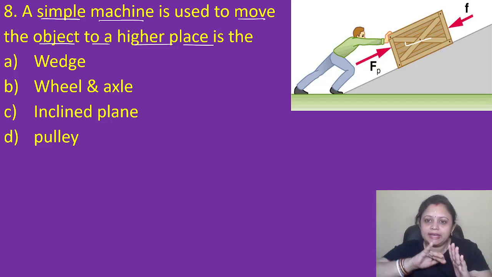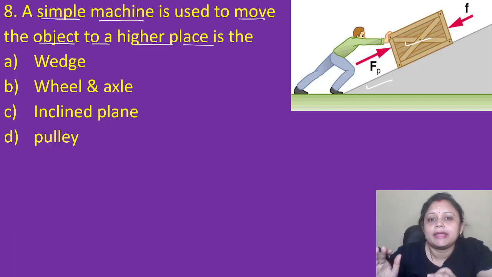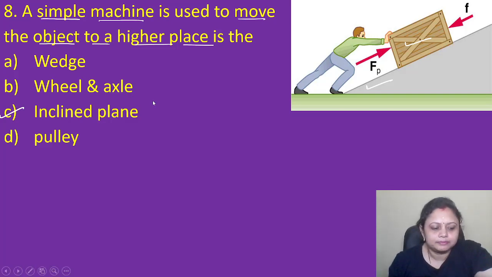He is using an inclined plane. You can see this is the inclined plane, right? So it is easier to move an object through an inclined plane to a higher place. Got it? So here the correct answer is option C, that is the inclined plane.